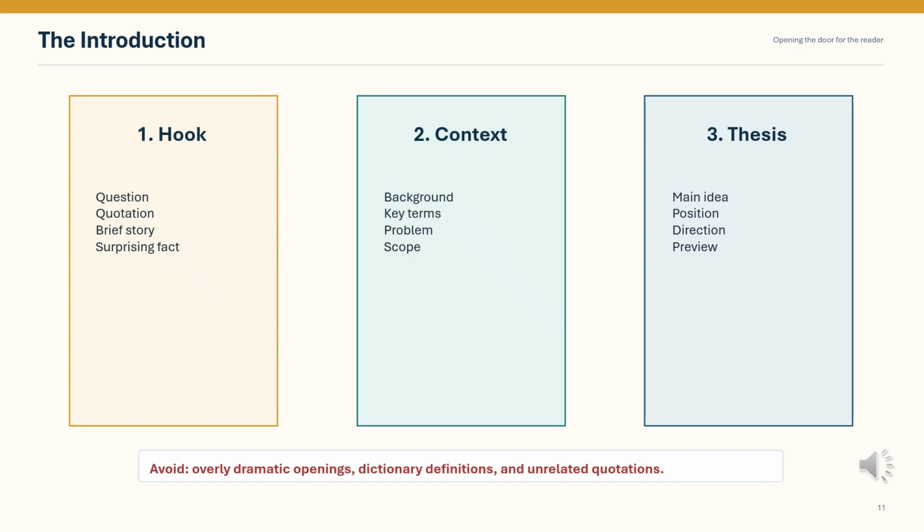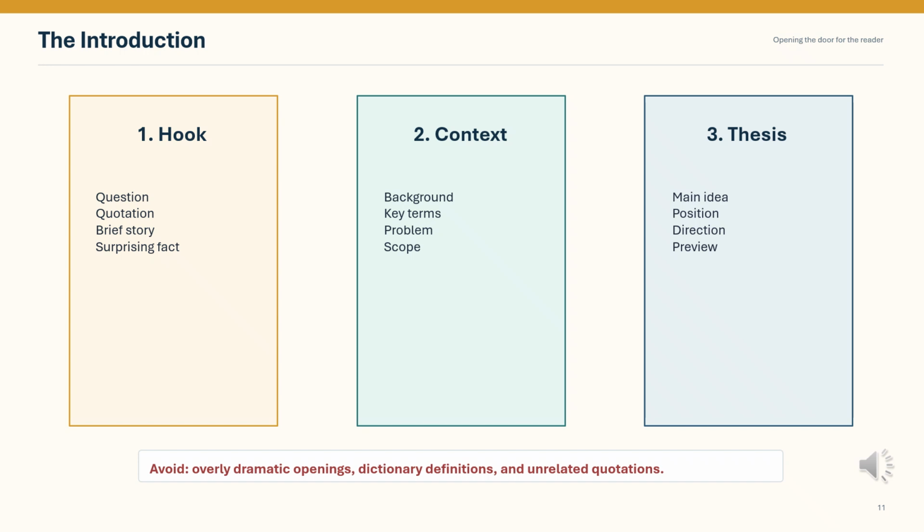Now, the hook is actually something that catches the attention of the reader. It may be a question, it may be a short quotation too, it may be a brief story that you're starting your essay with, or maybe a surprising fact. Next is the context. Now, the context gives background information. It explains the topic. It goes into details about talking about the key terms, the problem or scope. Third is the thesis. It presents the main idea or the position of the essay.